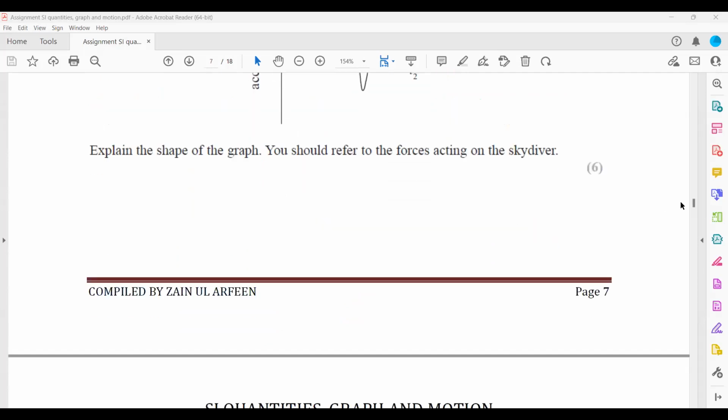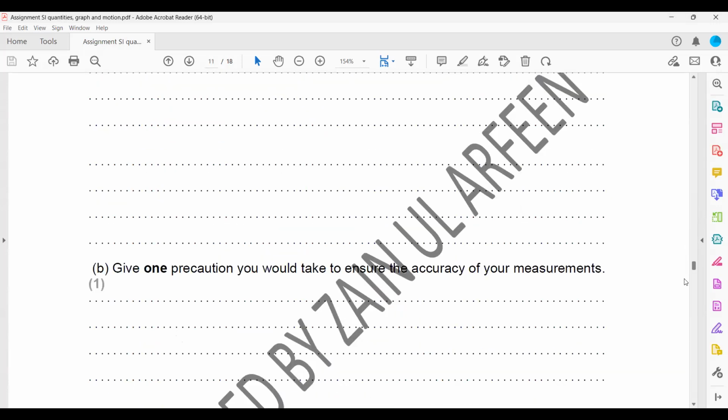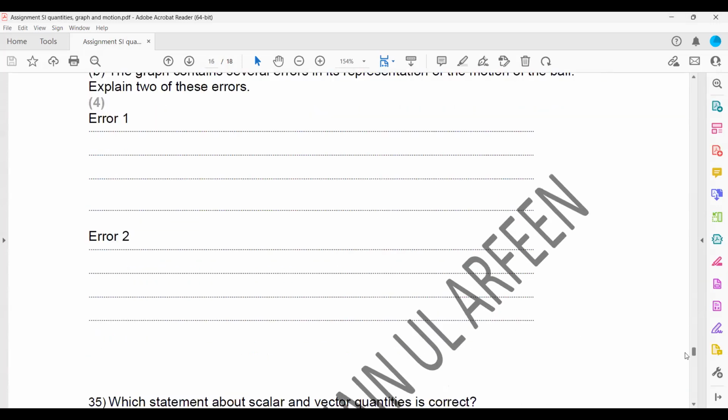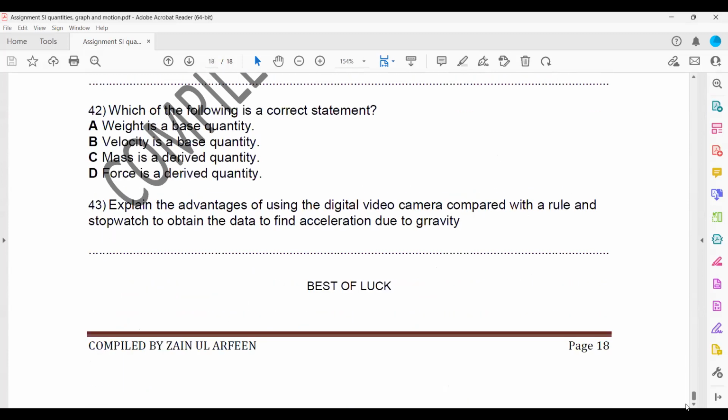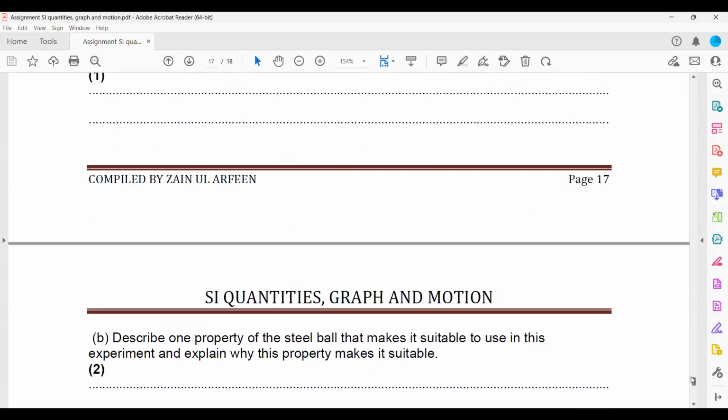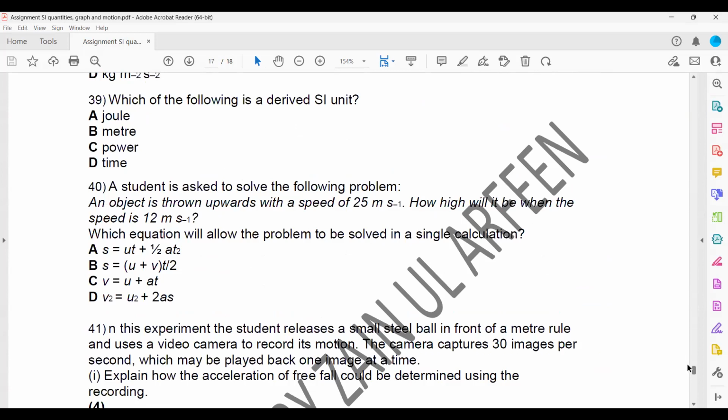The next one is question 41. So 17 and 18 are the last two pages. Okay.